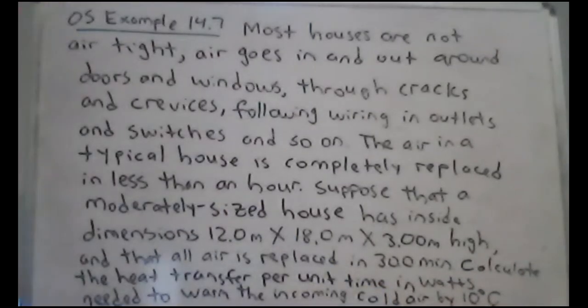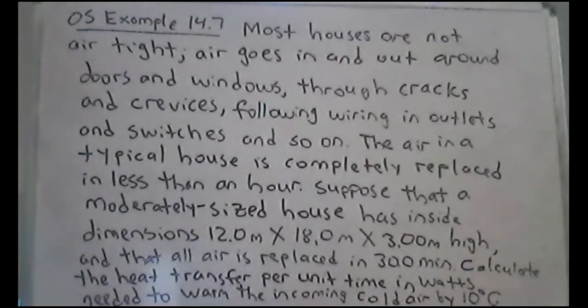All right, so Rita, most houses are not airtight. Air goes in and out and around doors and windows through cracks and crevices, following wiring and outlets and switches and so on. The air in a typical house is completely replaced in less than an hour. Suppose that a moderately sized house has inside dimensions of 12 meters by 18 meters by 3 meters high. Now all air is replaced in 30 minutes. Calculate the heat transfer per unit time in watts needed to warm the incoming cold air by 10 degrees, all right?